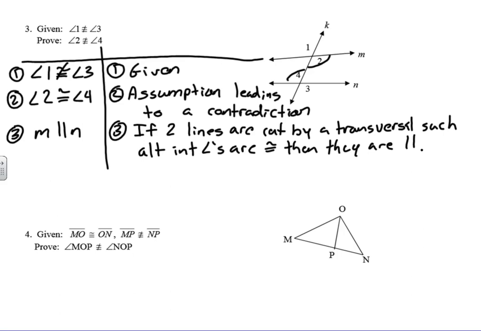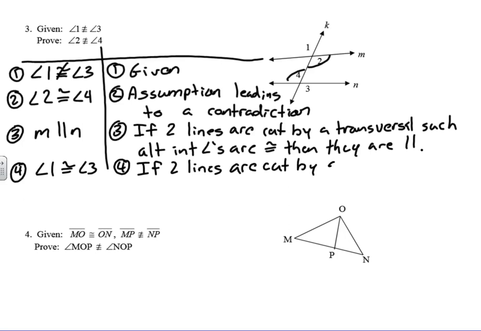Well, if that's the case, what could we say about 1 and 3? Well, if the lines are parallel, then that would allow us to say that angle 1 and angle 3 are congruent. And the reason would be if two lines are cut by a transversal and parallel, then alternate exterior angles are congruent.